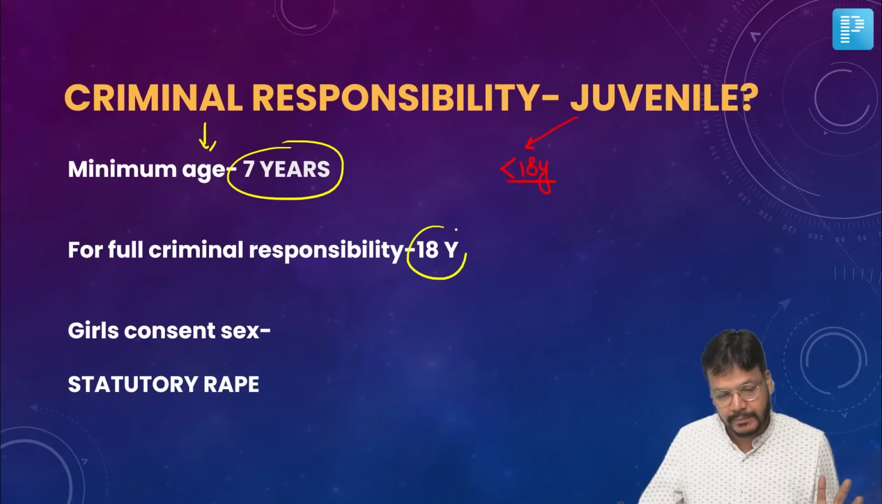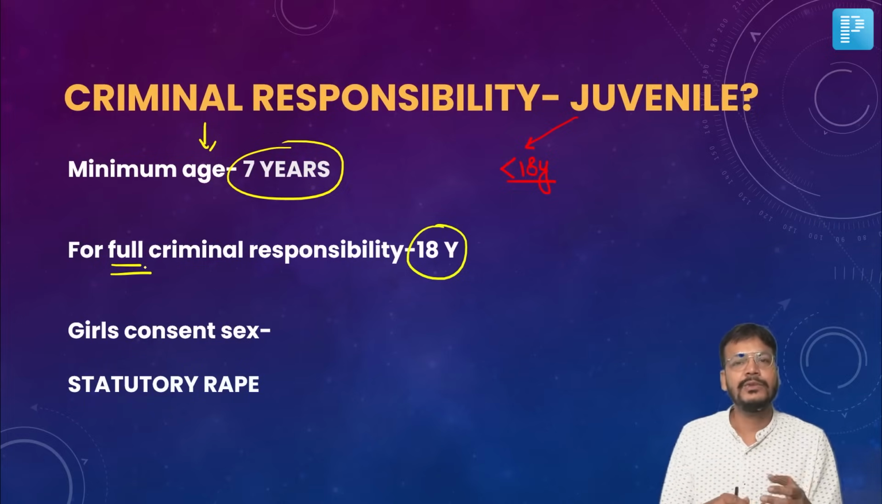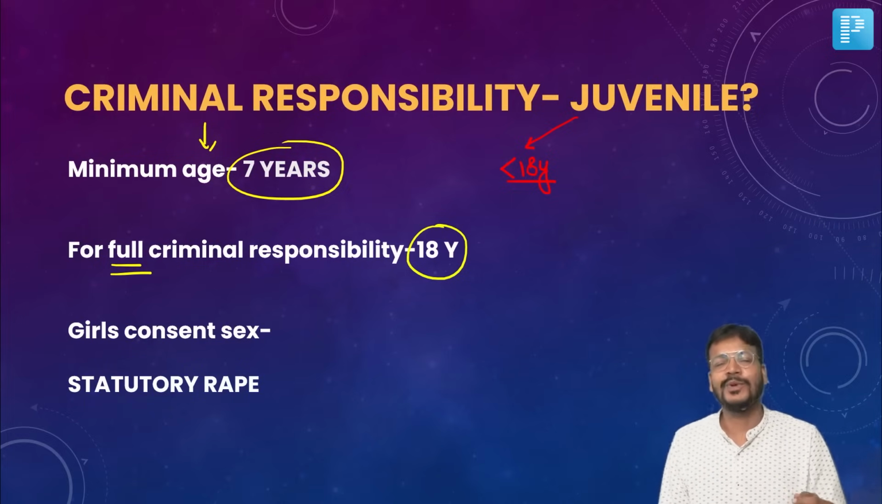But what is the age of full criminal responsibility? Because I told you, what is a juvenile? A juvenile is a child below 18. If you are a juvenile, you will not be held fully responsible for a crime. So for full criminal responsibility it would be 18 years.